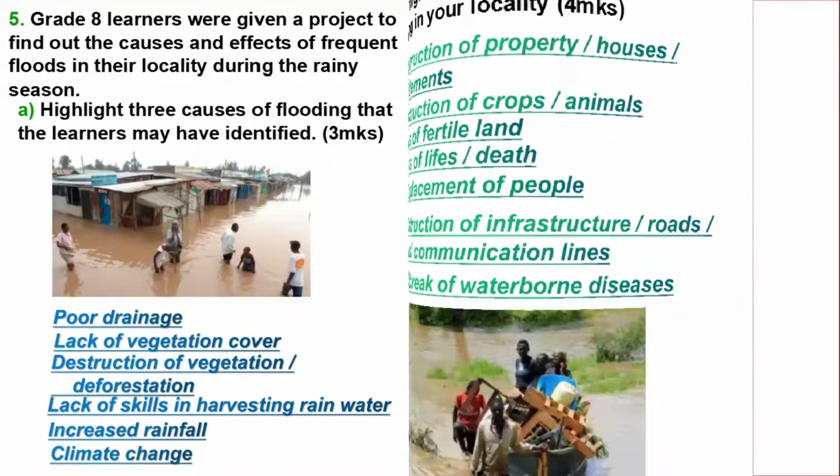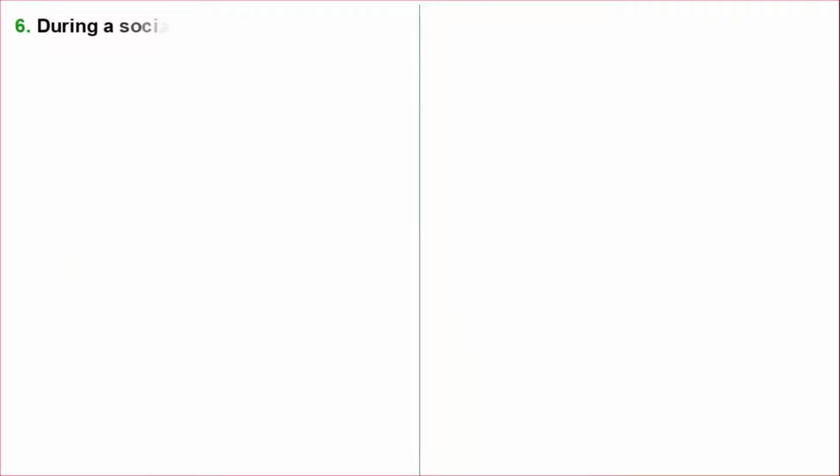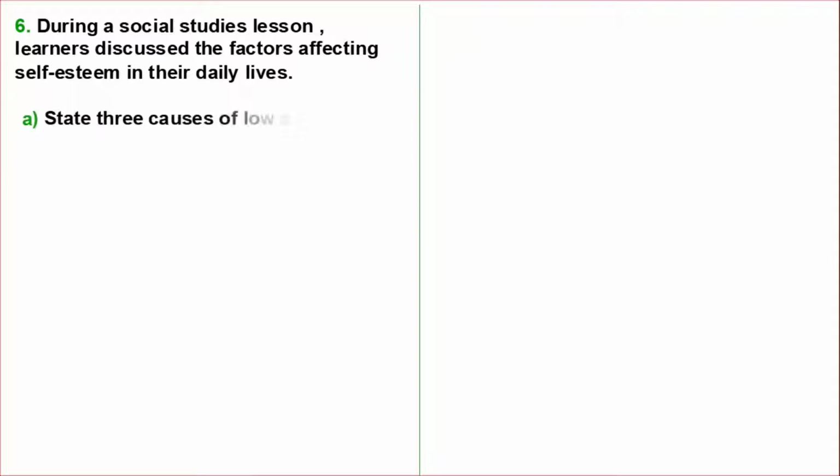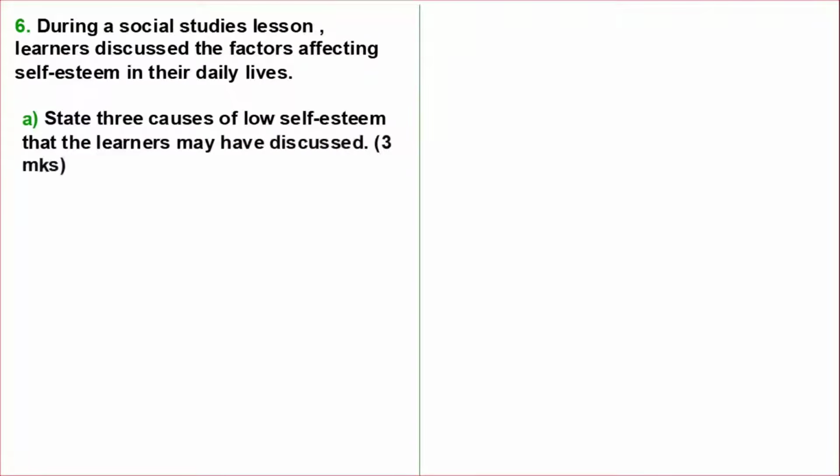Question number 6 says, during a social studies lesson, learners discuss the factors affecting self-esteem in their daily lives. This is life skill. Factors influencing or affecting self-esteem. Number 1, state 3 causes of low self-esteem. Let us state the causes of low self-esteem.